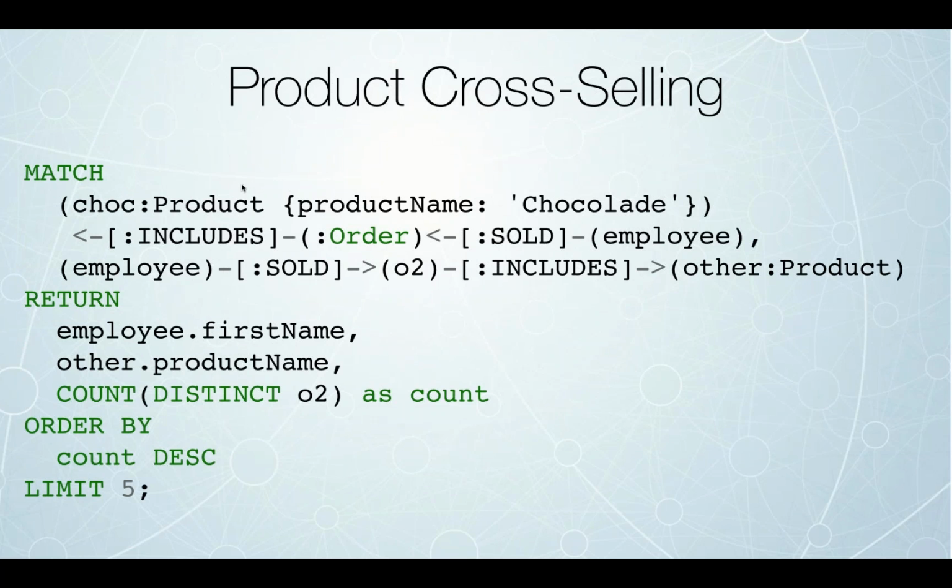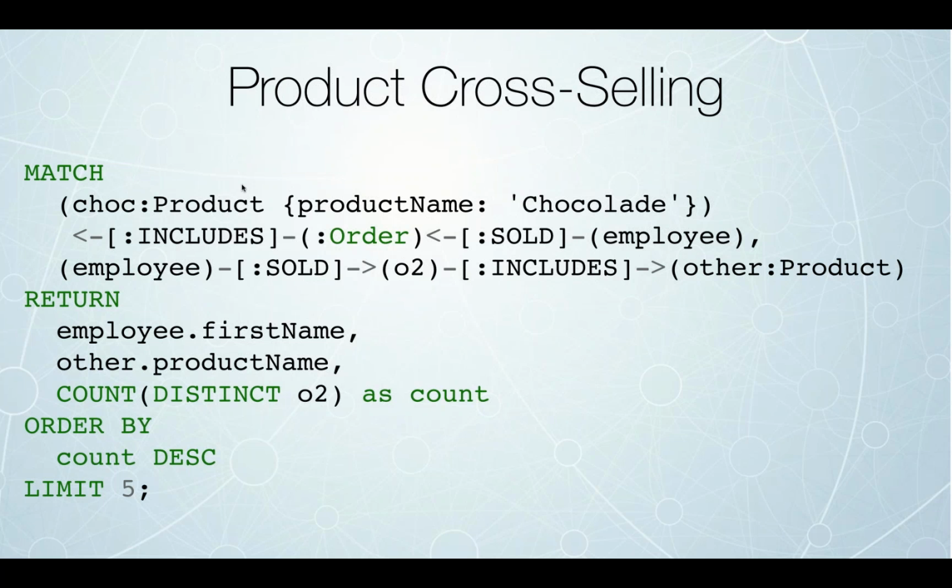Here's a query that's a bit more interesting. We'll start at some product, in this case, chocolate, and we'll traverse out along the incoming includes relationship to find orders that contain this product. Then we'll traverse out to see the employees who sold this order that contained chocolate.